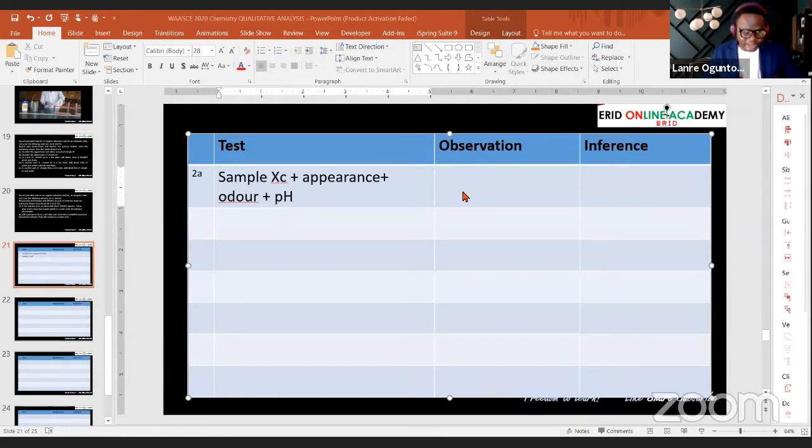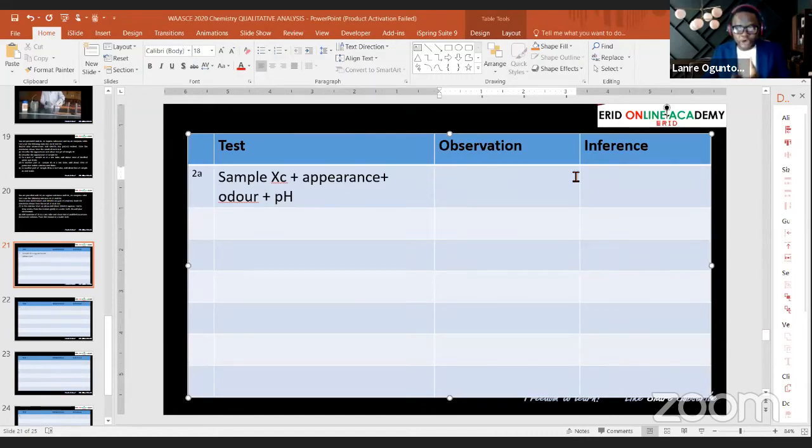Okay, so can you see that? That's how you write it, please, very neatly. These are the three things. Then you go to your observation. In your observation, you're going to take that sample that you have. You know, X, they said it's an organic liquid. It will be in a boiling tube, or you take it from your reagent bottle and pour it into your what? Into your boiling tube.